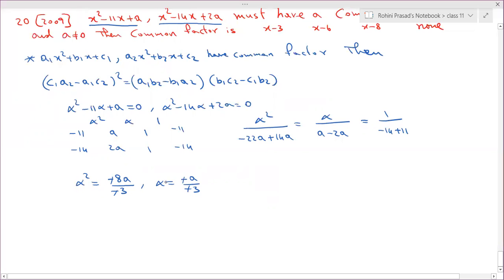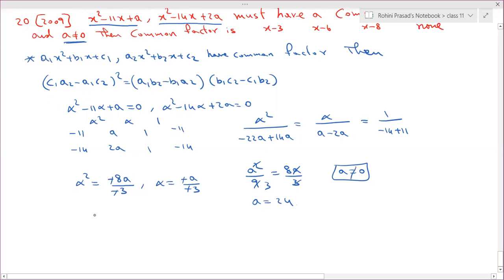So then you have to eliminate the alpha. So alpha square, a square by 9 equal to 8a by 3. So a equal to 0 is one possibility, but they are given a not equal to 0. So the other possibility is a not equal to 0, so that's why you cancel a on both sides. And this is 3a is equal to 24.